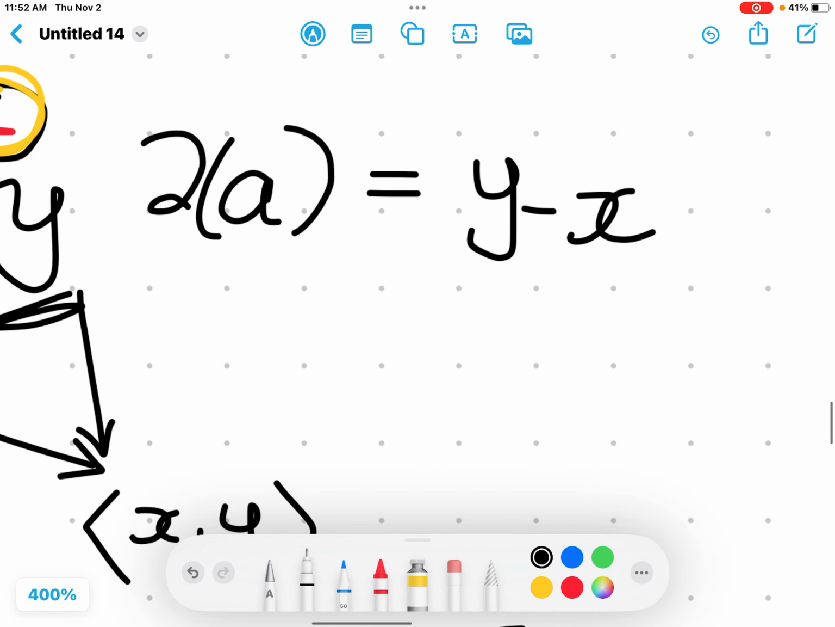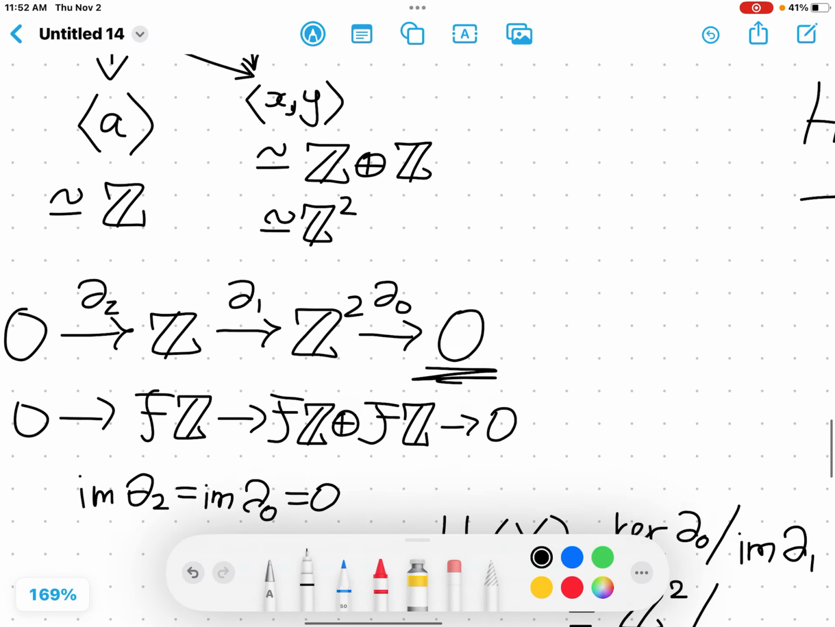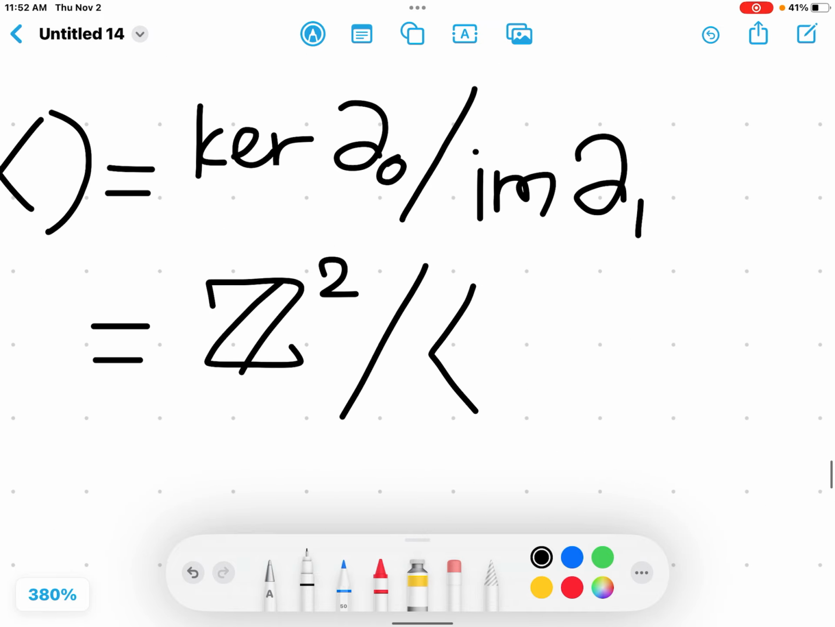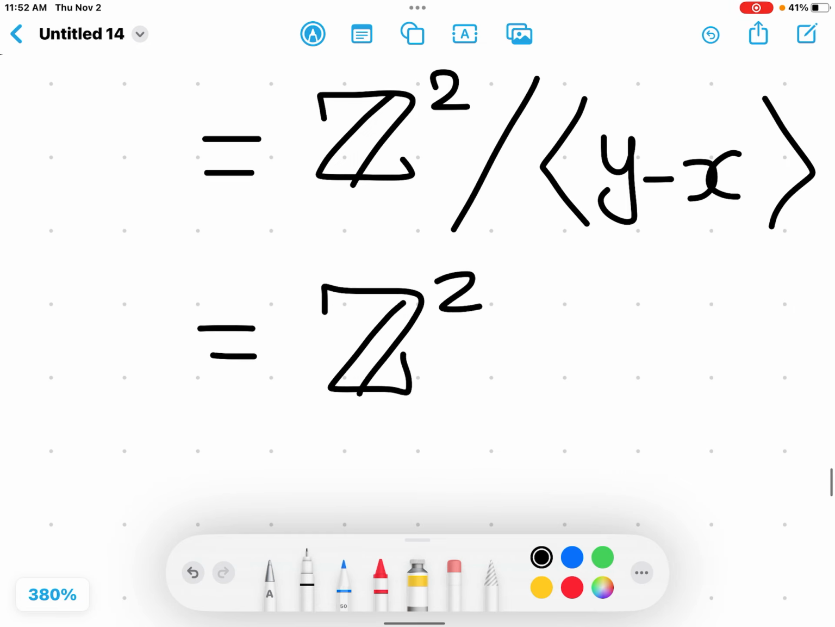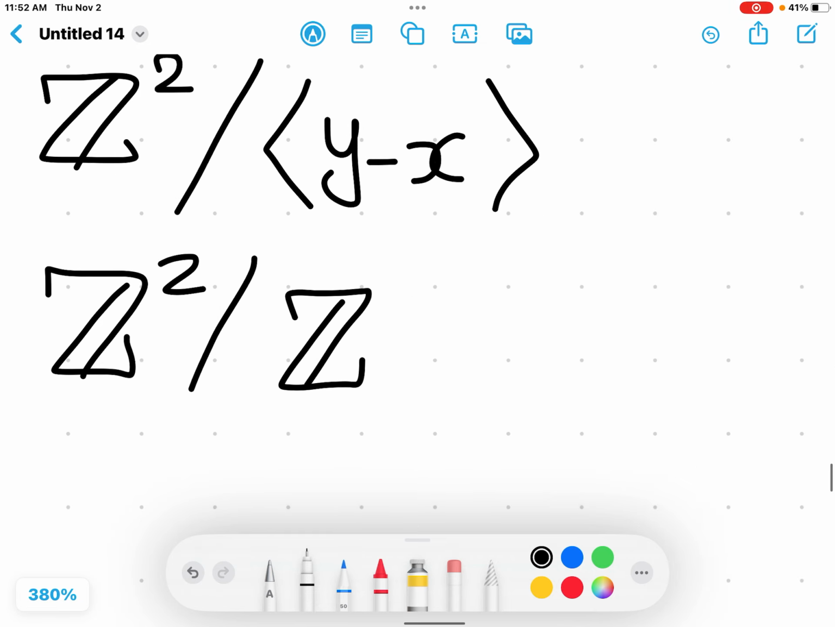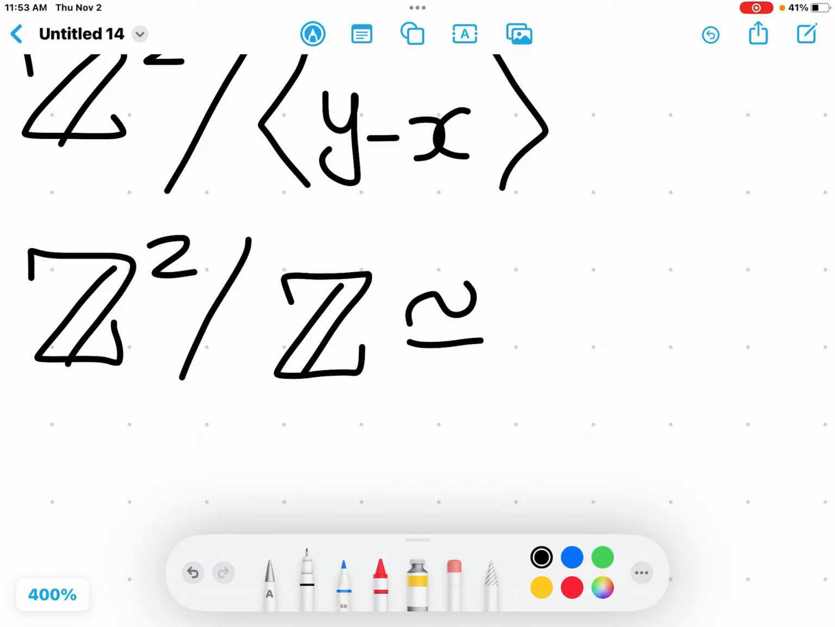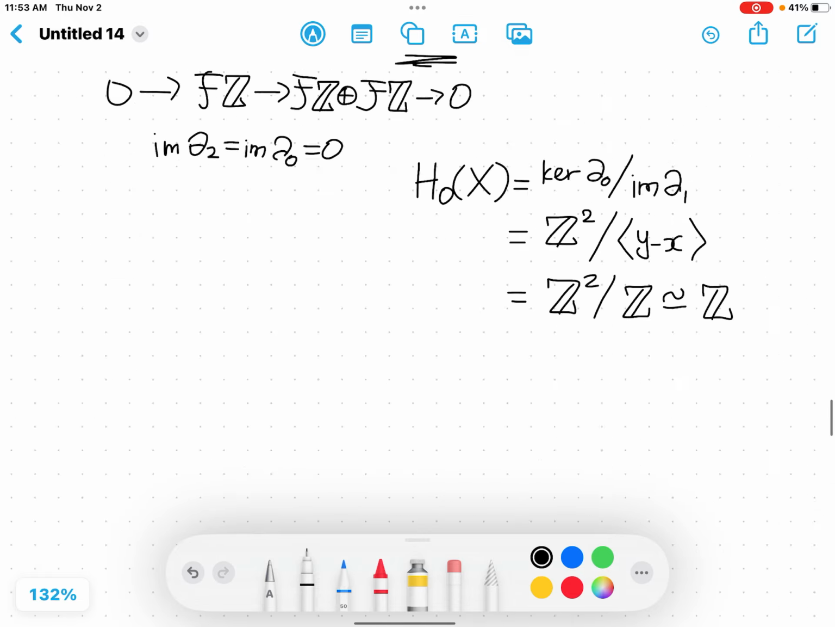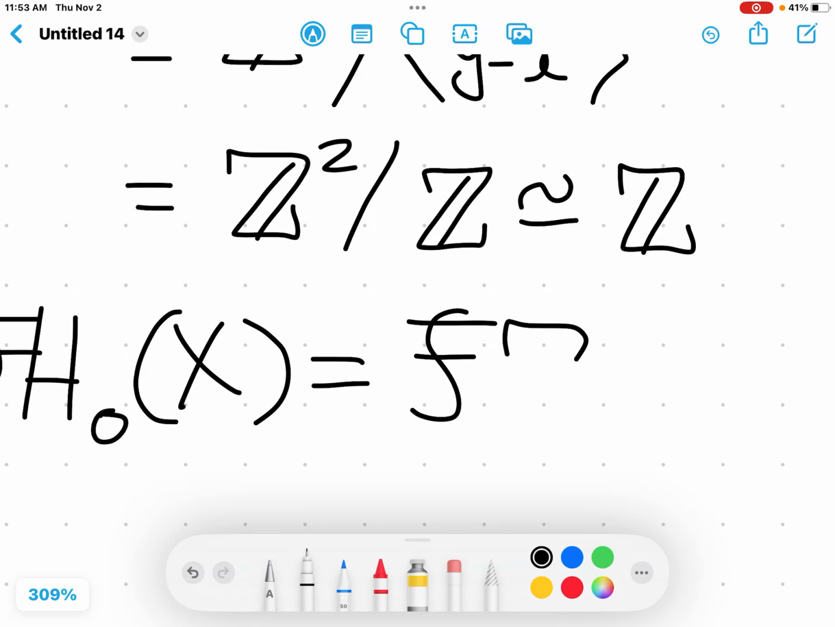And this is just going to be the free abelian group spanned by this y minus x. So that would be the free group spanned by y minus x, and that is Z2 mod Z. And every time you mod a free abelian group by one copy of itself, we just reduce the dimension by 1. So that's just isomorphic to Z. And of course, in the femboyized version, F H0 of X, that's just FZ.